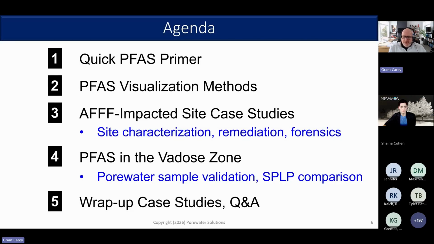Then we're going to go through another section 4. I've just finished publishing 2 more papers with Rita Krebs and a group of others on looking at the vadose zone and data at Ellsworth Air Force Base. We're looking at pore water sample data. We're looking at SPLP and how those compare to pore water results. Some really cool findings with that. And we used visualization for a lot of that. So that's going to be part of this webinar as well. And we'll wrap up with a few more case studies depending on time and question and answer at the end.